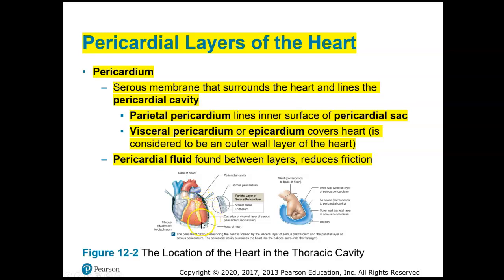The visceral pericardium lines the heart, and it is also called the epicardium. It's the portion of the heart wall that covers the heart, so it's the outer layer of the heart wall. Then you have the space in between, which contains pericardial fluid, which is serous fluid. And the layer outside is called the parietal pericardium.